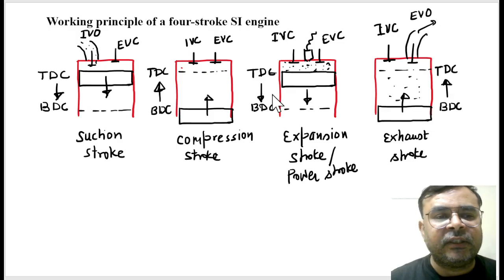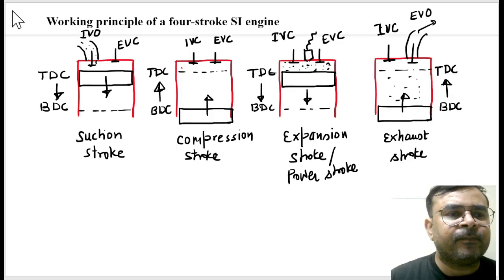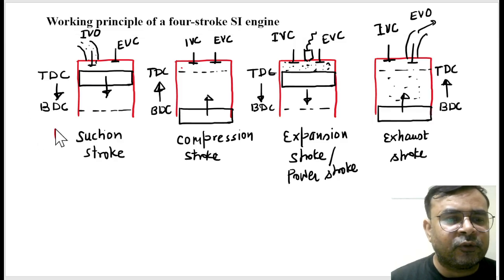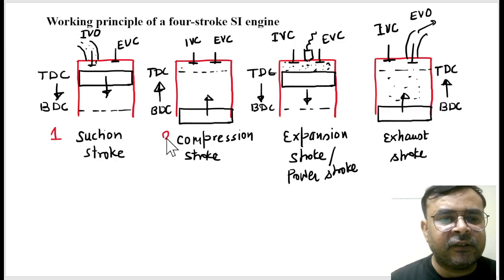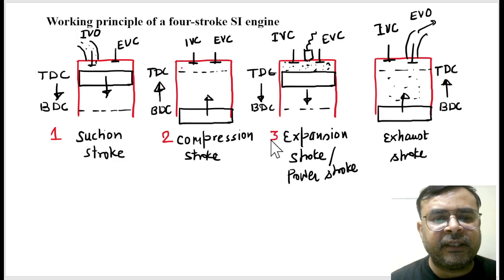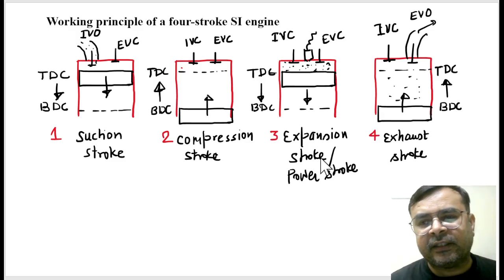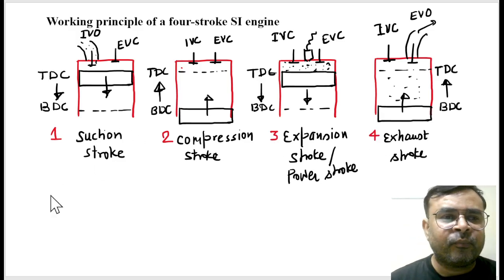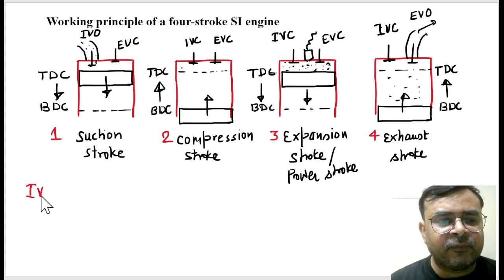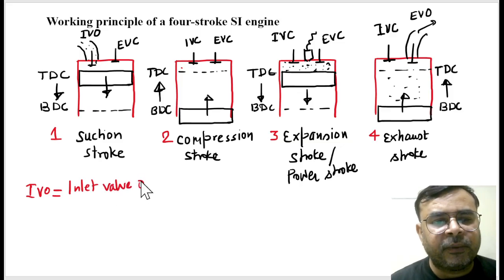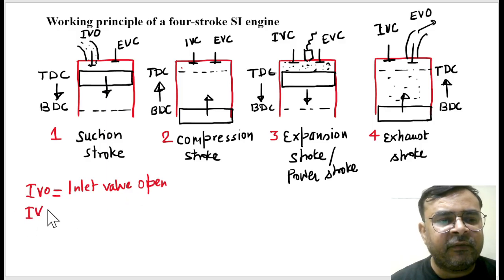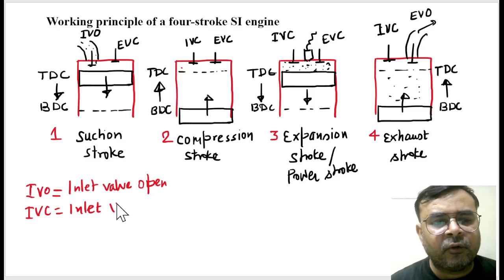Is it right? So these are the four strokes which happen in the four stroke IC engine, four stroke SI engine. This is stroke 1, this is stroke 2, this is stroke 3, and this is stroke 4. So these are the four strokes. And here if I write the full form of these terminologies, this is inlet valve open. And if I write IVC, then it is inlet valve closed.